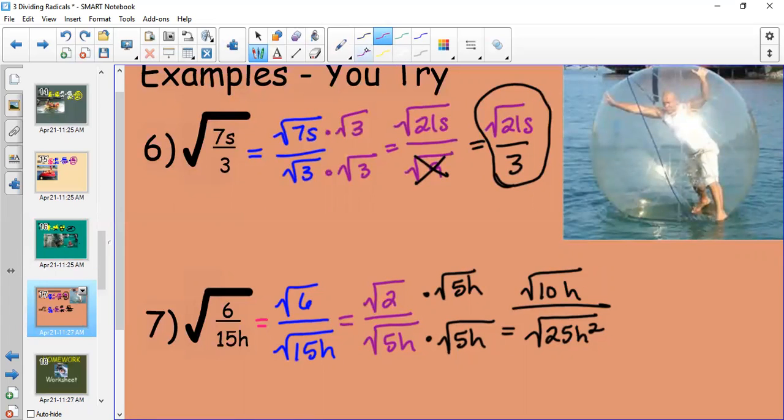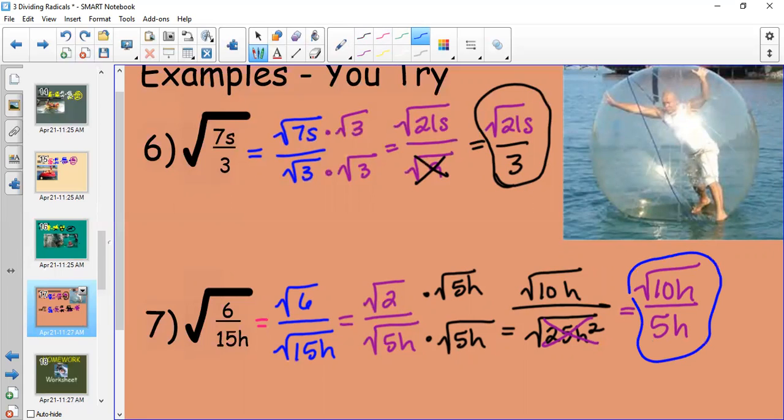All right, last, now that I've got a perfect square, I'm going to go ahead and simplify that bottom, which would be 5h all over the square root of 10h. Now, check if you can simplify it. I've got inside, outside, cannot simplify inside and outside, so that's my final answer.